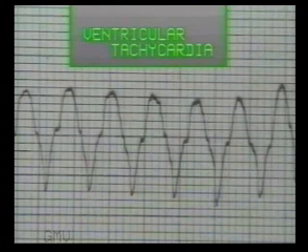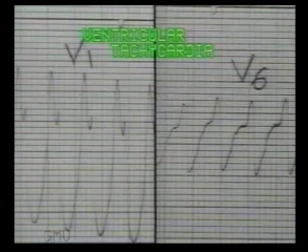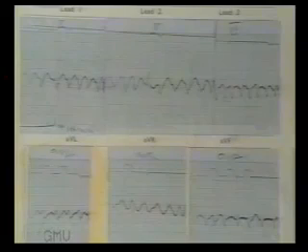For this, study leads V1 and V6. Is there a typical RSR dash or RR dash pattern in these leads? No. So this should be a ventricular tachycardia.